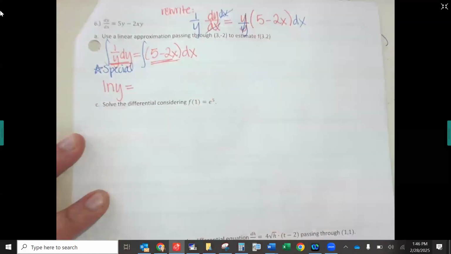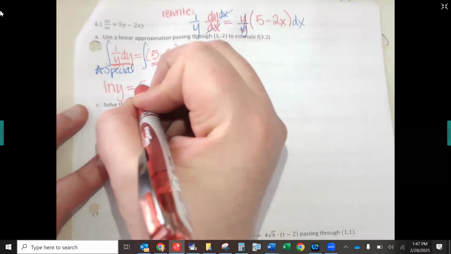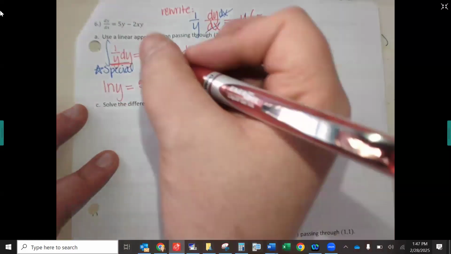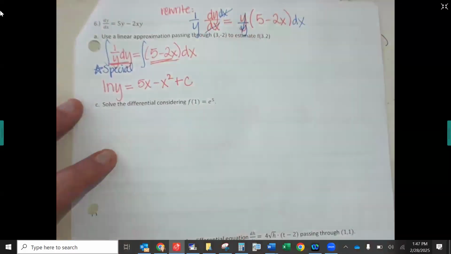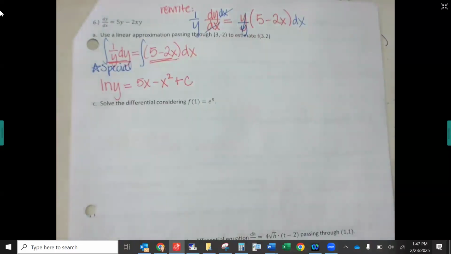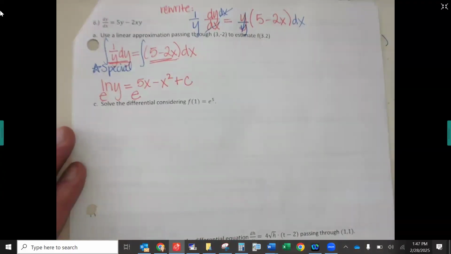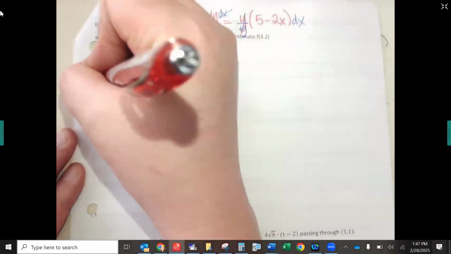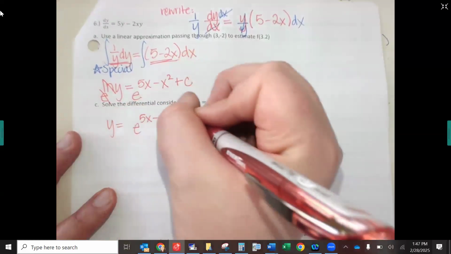Now let's do the antiderivative on the 5 minus 2x side. What will 5 go back to? 5x. And what about negative 2x? Negative x squared plus c. And now I can get this y by itself. If it's in a natural log, how do I cross out the ln? What do I put on both sides? E. Very good. Okay, so I'll put a base e on both sides. My e and my ln will cross out with each other. And I'll have y equals e to the 5x minus x squared plus c.